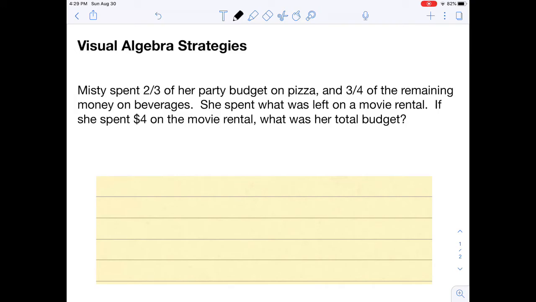This video is about visual algebra strategies. Again, we're going to build a strip diagram and then relate it to traditional algebra.